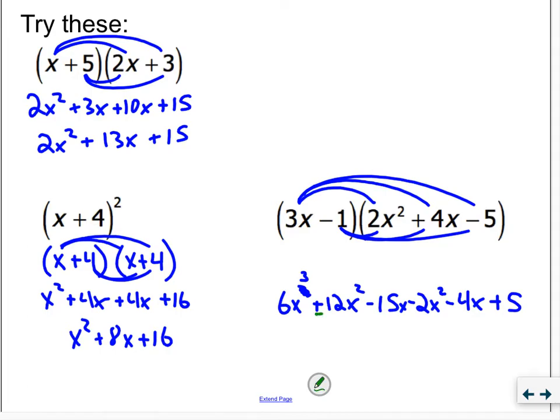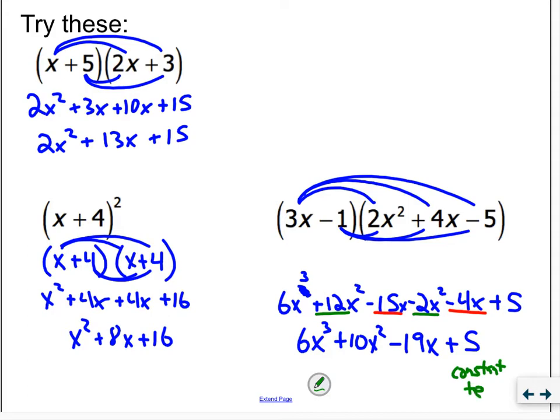So now I'm going to combine my positive 12x squared and my negative 2x squared. That 12x squared and negative 2x squared gives me a positive 10x squared. Now let's combine our x's. Negative 15x and negative 4x is negative 19x. And I'll bring down my positive 5. So again, that positive 5 is my constant term. It doesn't have an x on it.